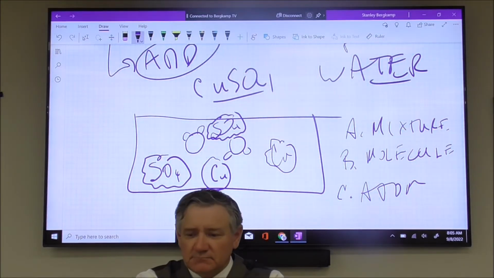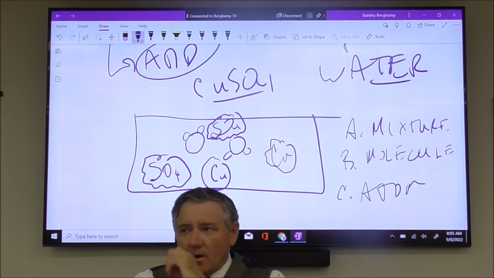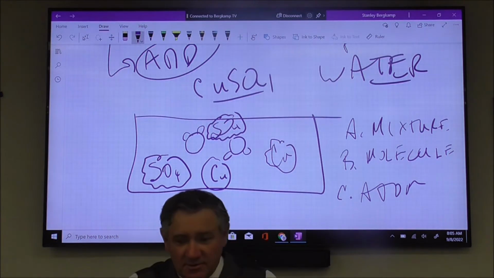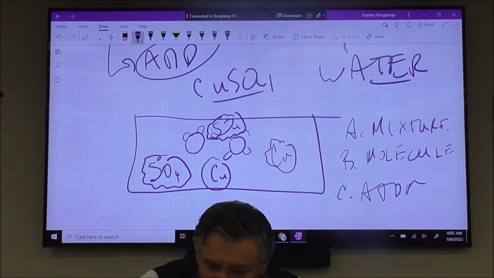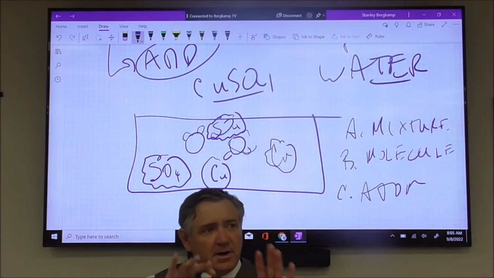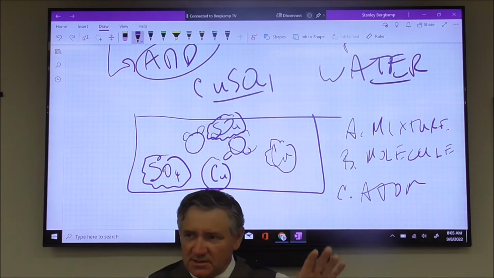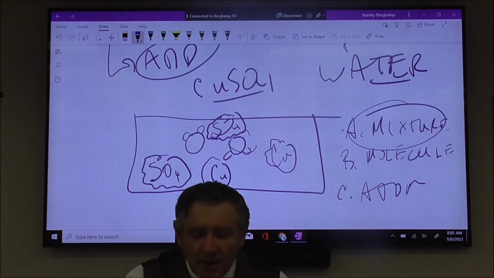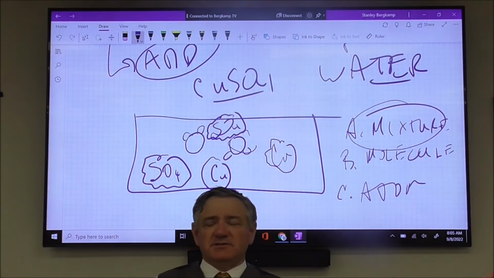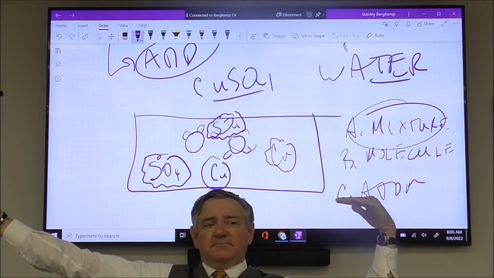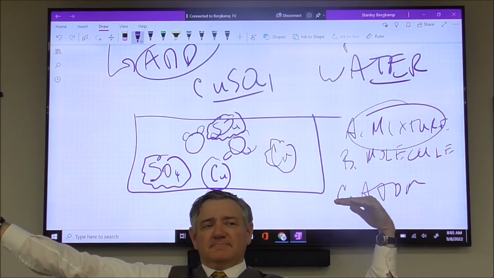Mixture. Okay, so now, within the beaker, you have molecules of water. But because you're mixing the copper sulfate with the water, it is a mixture. Now, is it a homogeneous mixture or a heterogeneous mixture? Parker? Heterogeneous. No? Wait.